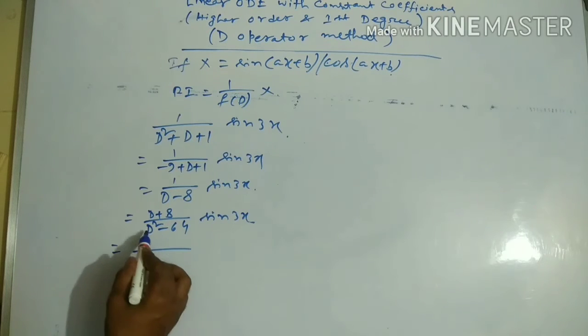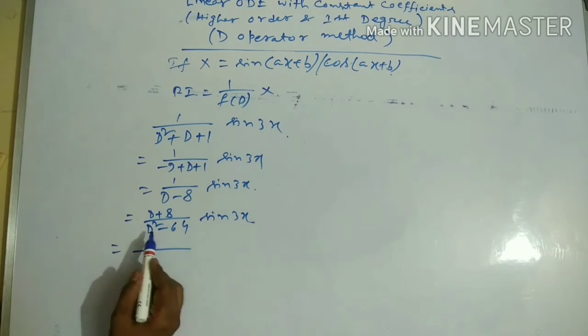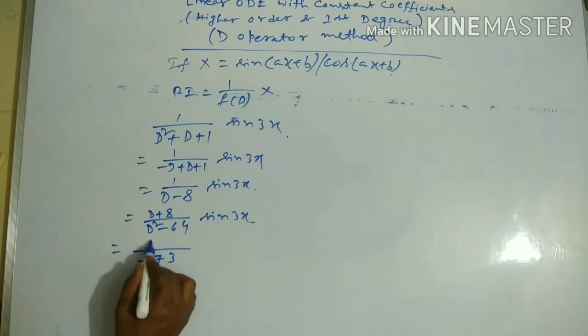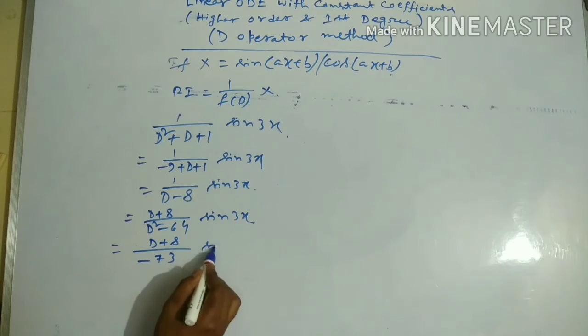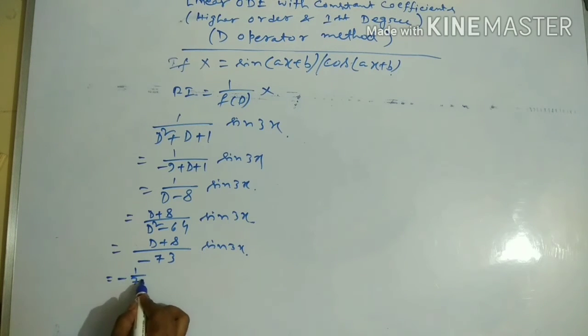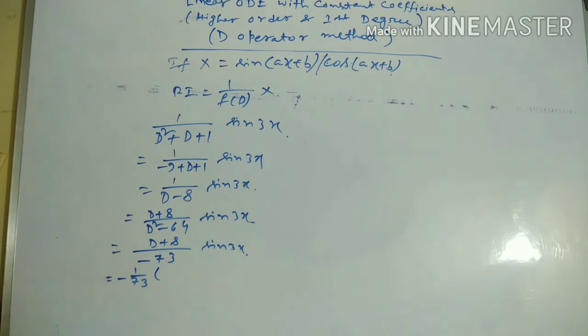Now you can put d square equal to minus 9 again. So we are putting d square equal to minus 9. This will be minus 1 by 73 into d plus 8 sine 3x operating on sine 3x.